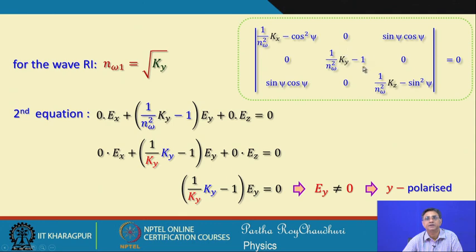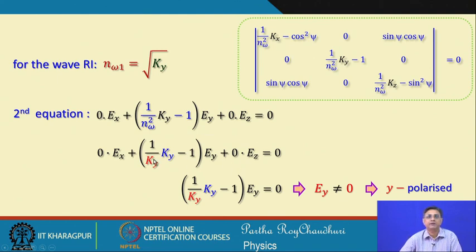This quantity into u y will be surviving, and this is 0 into E z, which is equal to 0. So, in the second equation I have used the value of 1 by n omega square is equal to 1 by k y. That directly tells you that (k y by k y minus 1) into u y is equal to 0. So, if this quantity is 0, y cannot be 0, the wave is y polarized.